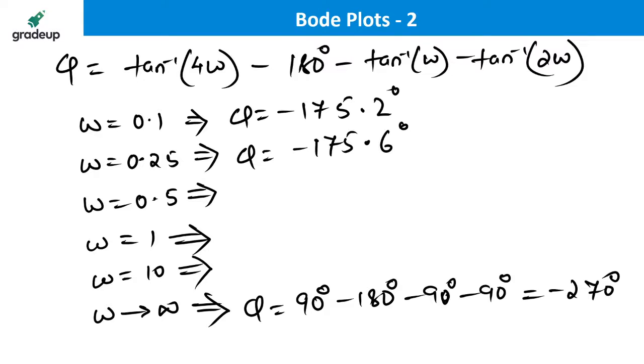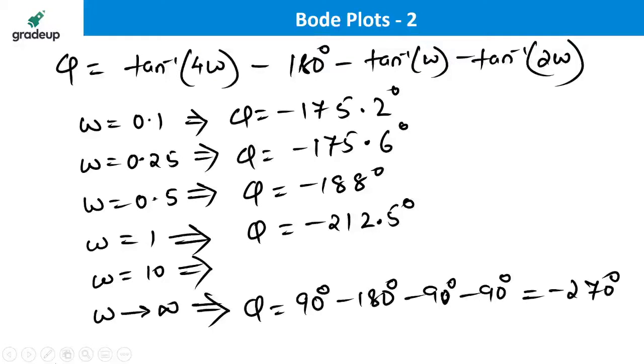Then 0.5. Next is 188. Omega equal to 0.5, 188 degrees, 188.1, approximately 188, I am writing. Omega equal to 1, minus 212 degrees, 212.5 degrees.